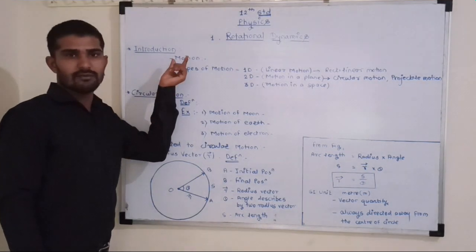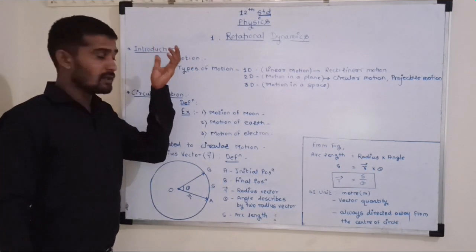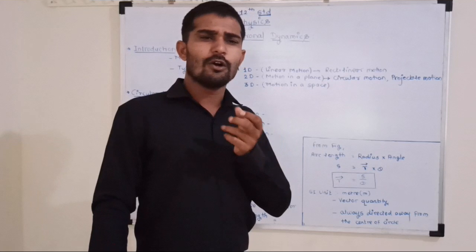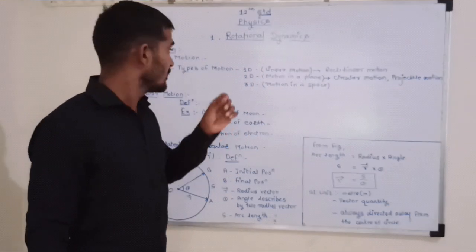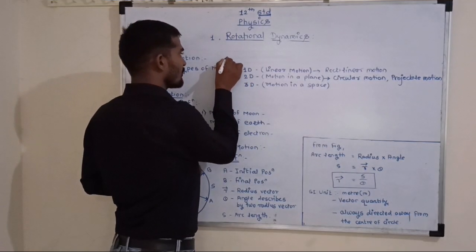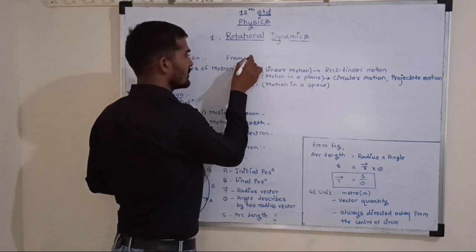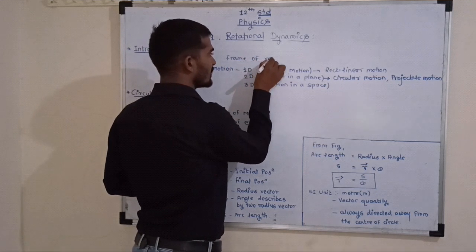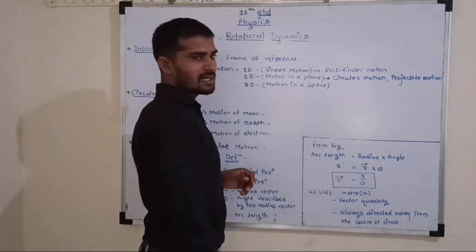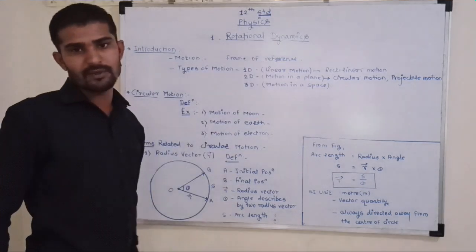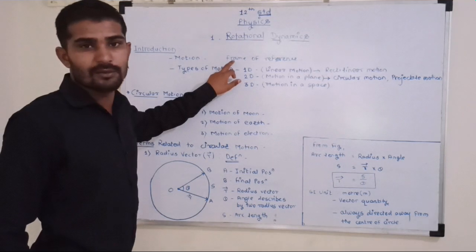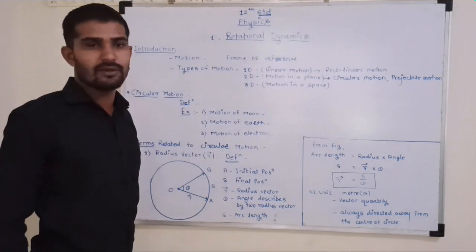First, motion. What is meant by motion? Motion is the phenomenon in which the particle or object changes its position over time in a given frame of reference. In 11th standard, we also studied the frame of reference. What is meant by frame of reference? The reference used to describe the position of the particle is called the frame of reference.